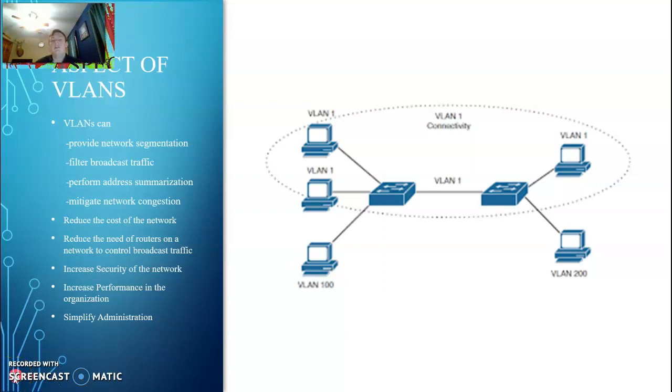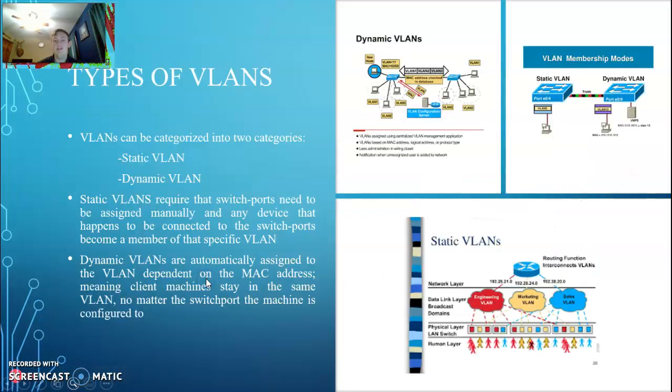Now that we know what LANs are, what VLANs are, and what they do, as well as some of the aspects and benefits, it's time to know the two types of VLANs. And the two types of VLANs are either static VLANs or dynamic VLANs.